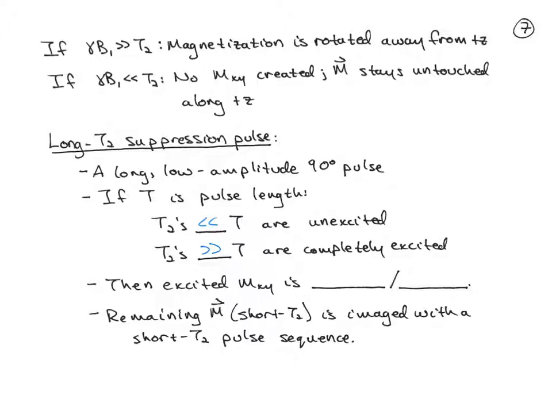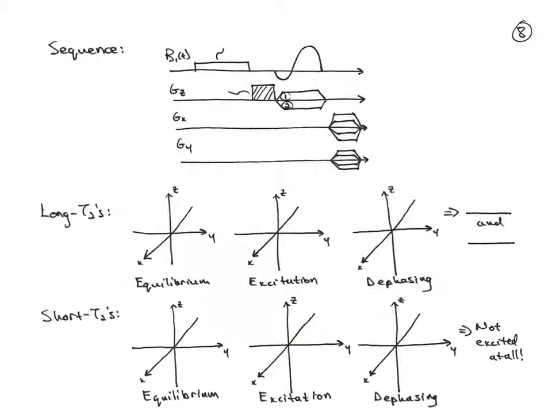Then the excited MXY that we produce with this suppression pulse is dephased or crushed by placing a gradient after the pulse ends. And the remaining magnetization components, which correspond to the short T2s, will be imaged with a short T2 pulse sequence, and the long T2s will not show up.